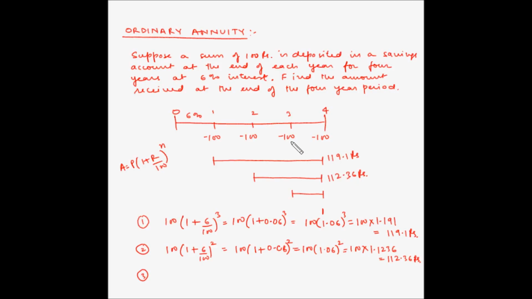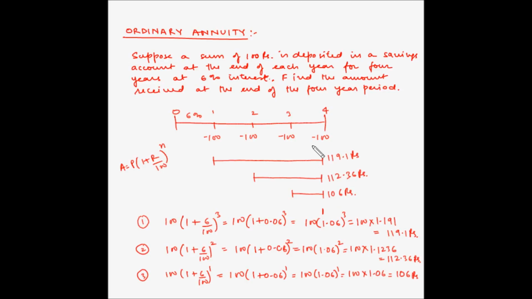Now let's move to the third investment of 100 rupees. So 100 into 1 plus 6 by 100 to the power 1, because this is invested for the next 1 year, equals 100 into 1 plus 0.06 to the power 1, equals 100 into 1.06 to the power 1, equals 100 into 1.06, which is equal to 106 rupees. So this is 106 rupees.